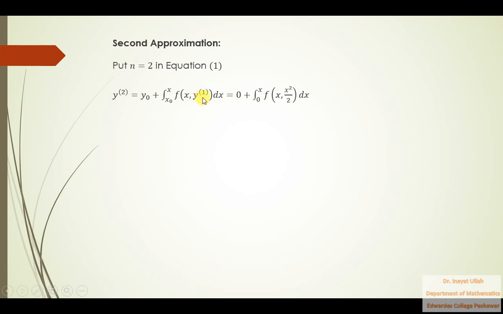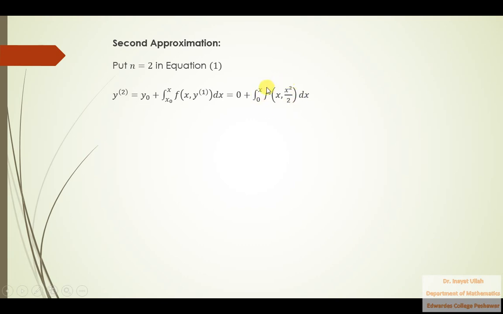So y1 is actually the first approximation, which we have obtained recently. y1 is x square by 2, which we have obtained in the first approximation. So we have replaced y1 by its own value, which is x square divided by 2. So that is function of x comma x square divided by 2. Now we need to find the integral of this function.